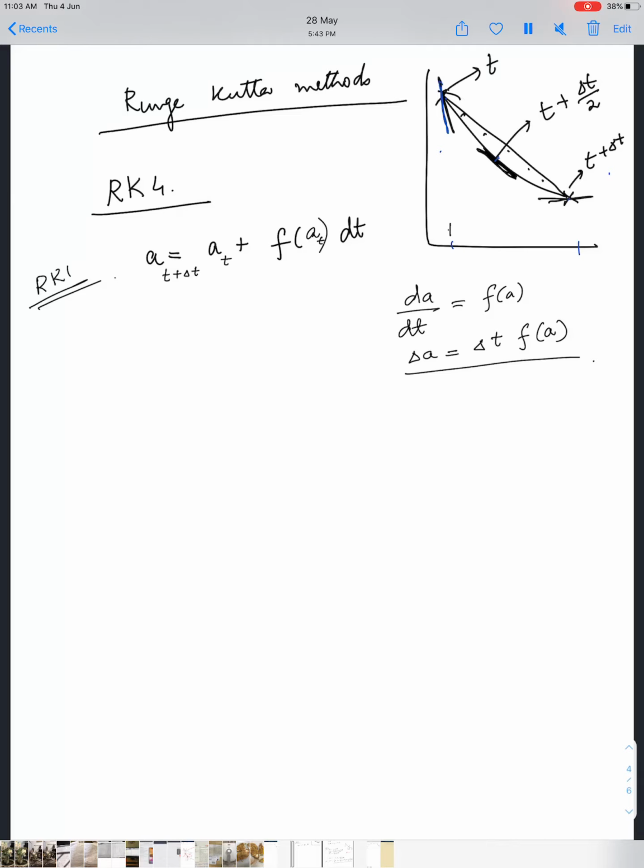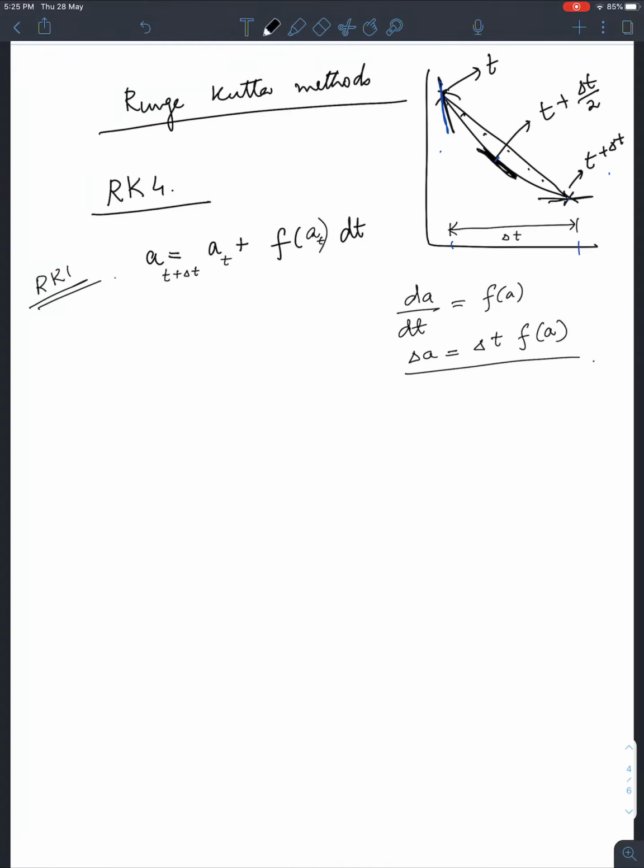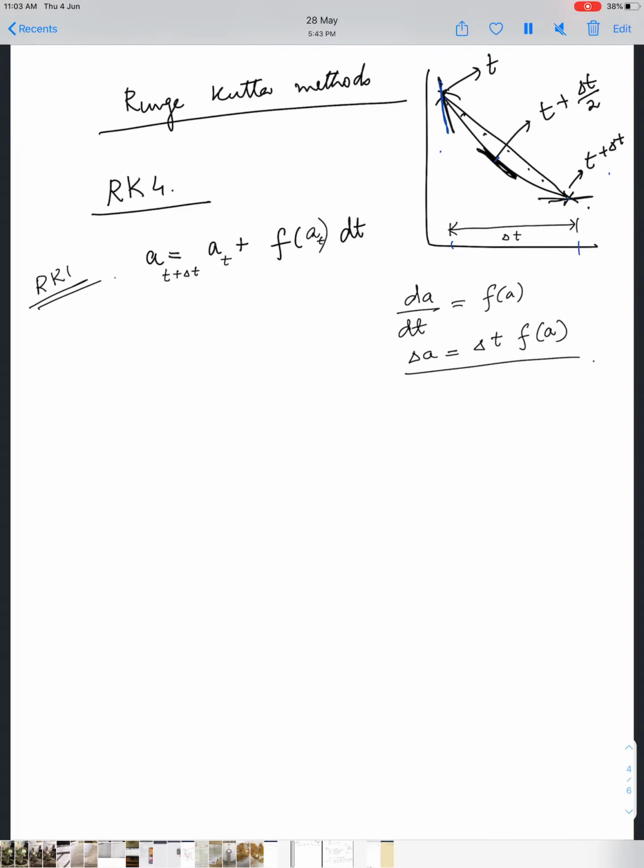Now if I want to do something better: here, at time t and time t plus delta t, there is a difference of delta t, and we take the slope f(A) at time t. So we are taking only one slope. In order to make this method better, we can make this delta t small. We have already learned that. But is there a better way to take multiple slopes over this delta t time frame?